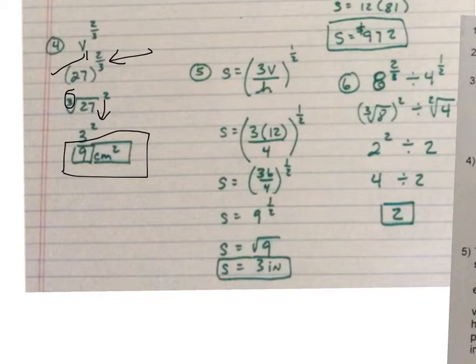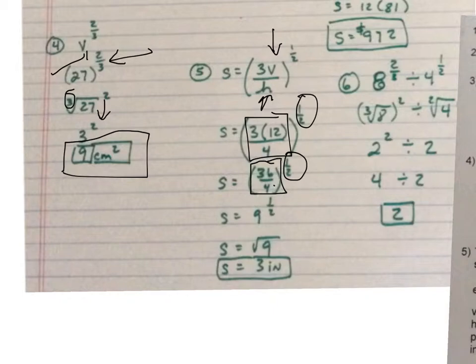Number 5, again, volume. And I believe H is height. All right, so now notice there's a to the 1/2 power, but I can't do any of that yet till I take care of what's inside the parentheses. So do what's on top first, so 3 times 12 is 36, and then divide by 4. Again, I can't do anything with the power until I take care of the parentheses. So 36 divided by 4 is 9. Now I have 9 to the 1/2 power, which simply means the square root of 9, which is just 3 inches. All right, let me go ahead and delete all those.